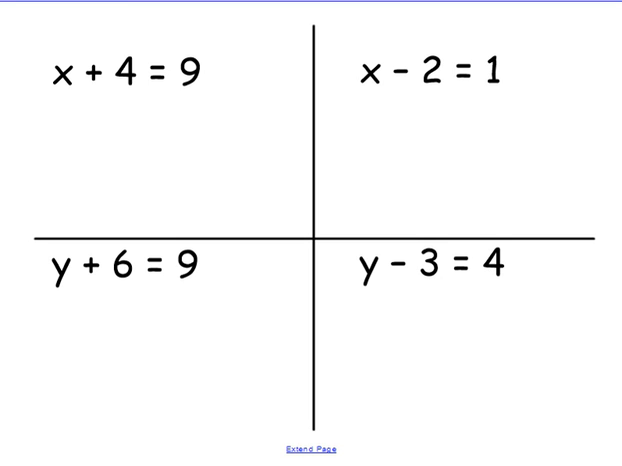Okay, so I'm going to do these with you, and then you'll have more that you can try on your own. All right, so with these right here, we're going to just go a little bit quicker now.